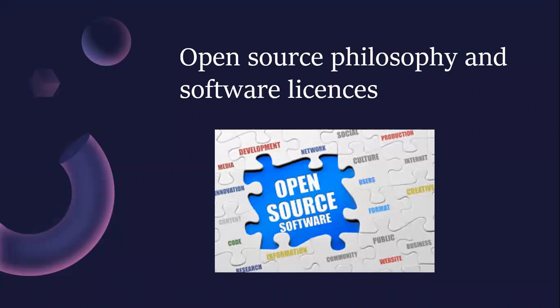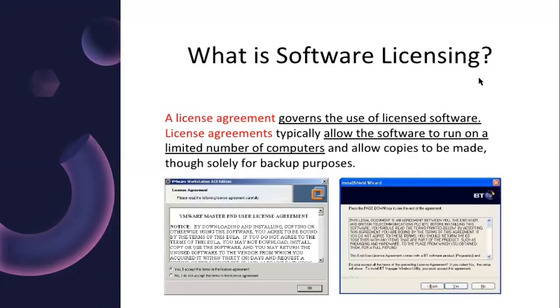Let's talk about some terms. There are two terms: free software and open source software. But before we get into that, let's understand what is software licensing. A license is basically an agreement that will govern the use of that software. And license agreements typically allow that software to run only on a limited number of computers, and they do not allow a lot of copies to be made unless for backup purposes.